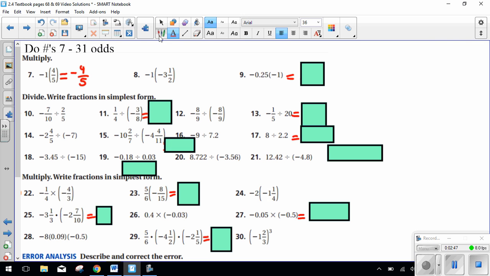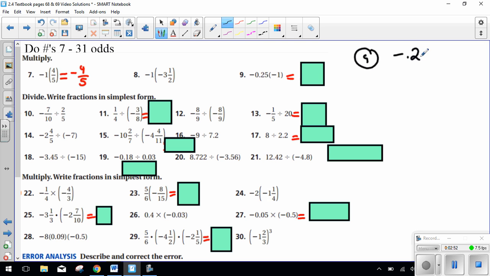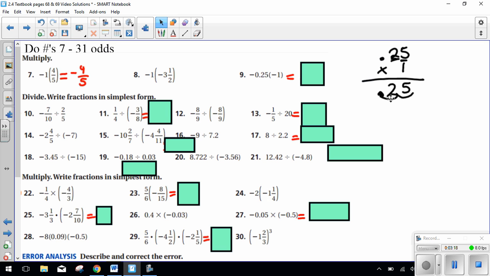Number 9. I have negative 25 hundredths times 1. So when I multiply, I just ignore the signs until the end. 1 times 5 is 5. 1 times 2 is 2. So let's figure out the decimals. I have 1, 2 decimal places. So 1, 2. Then I have 2 negatives, which is a positive. So my final answer is 25 hundredths.